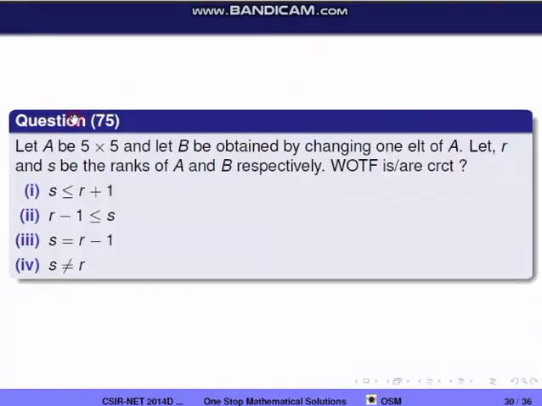Next question, question 75. Let A be a 5 cross 5 matrix and let B be obtained by changing one element of A. Let R and S be the ranks of A and B respectively. Which of the following is correct? So they are given two matrices here, A and B is defined based on A. So we have to find which of the options are correct. So we'll check how to do this question now.